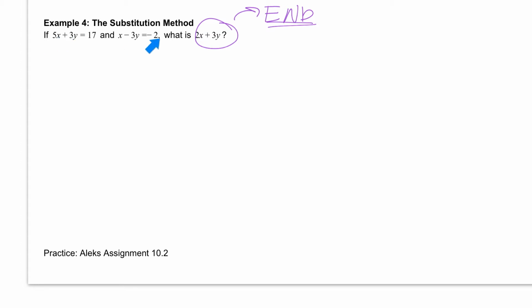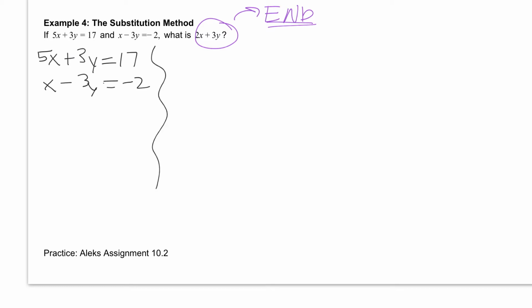So let's rewrite it like we would write the other ones. So we have 5x plus 3y equal to 17. And I'm going to write it underneath, just like the last problems we did, so they look the same. x minus 3y equal to negative 2. And then we can go ahead and get started with step 1.